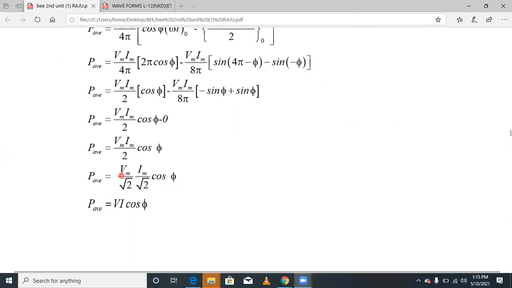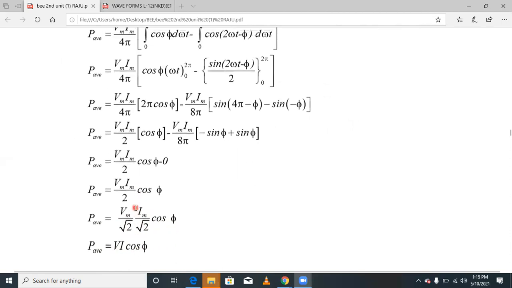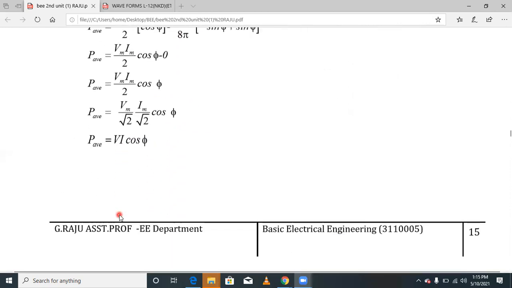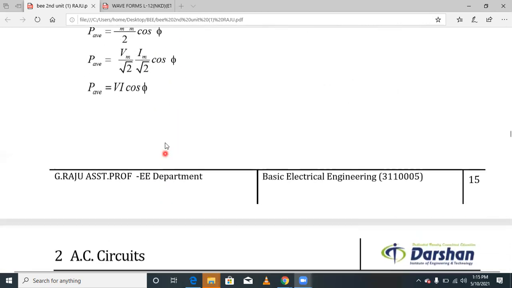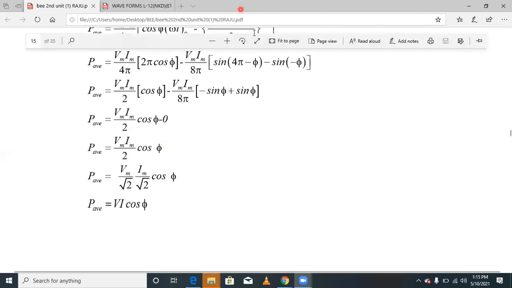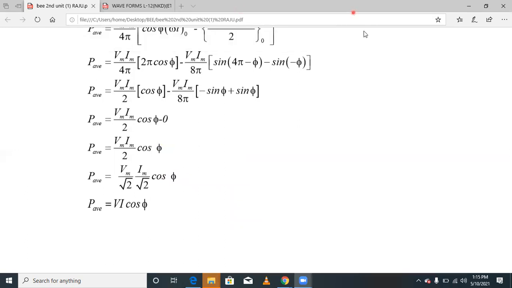VRMS is equal to Vm by root 2, and IRMS is equal to Im by root 2. So P average is equal to VRMS into IRMS into cos phi, which is the average power. Do the simplifications like this. This is enough for today. So this is the complete explanation of the RL circuit.